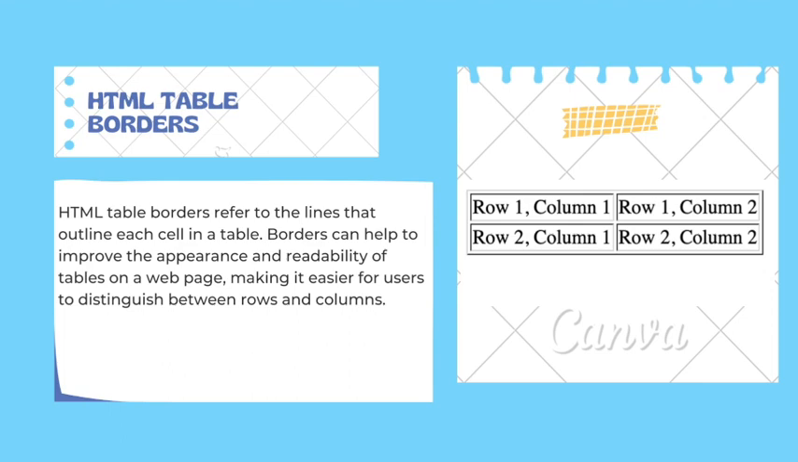HTML table borders refer to the lines that outline each cell in a table. Borders can help to improve the appearance and readability of a table on a web page, making it easier for users to distinguish between rows and columns, as you can see in the image.